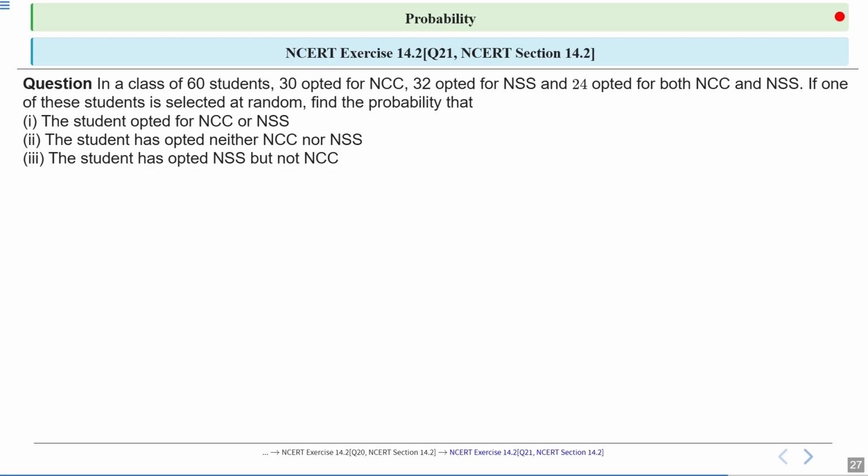So students, first of all, try it yourself. You have 40 seconds to try to solve this question, and then we will provide the solution.